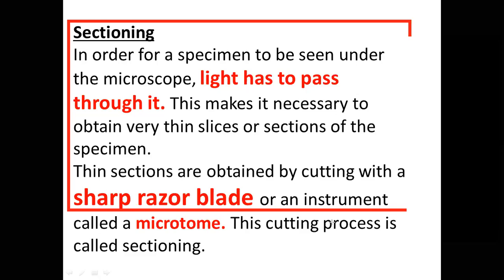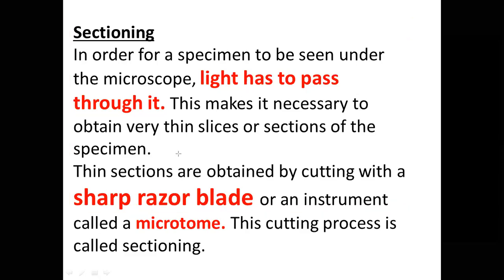You can use a ruler to make slices, but those slices of bread will be very distorted. So the reason why you use a sharp razor is to avoid distorting the cells. Why it must be thin is to allow light to pass through. That's okay. Then the microtome thing. In advanced labs, we use a microtome.